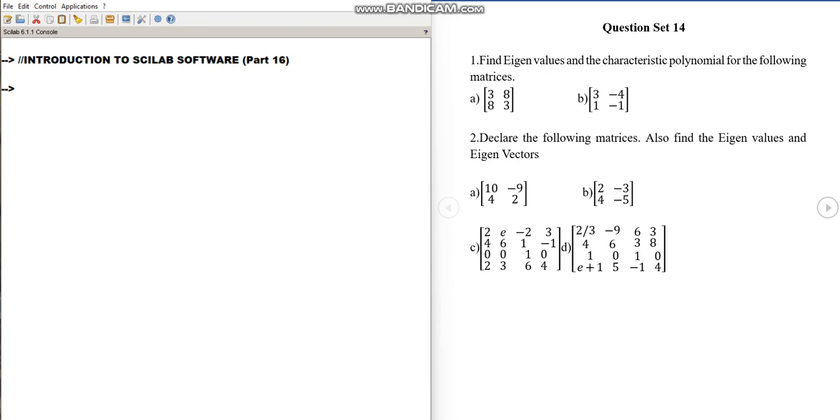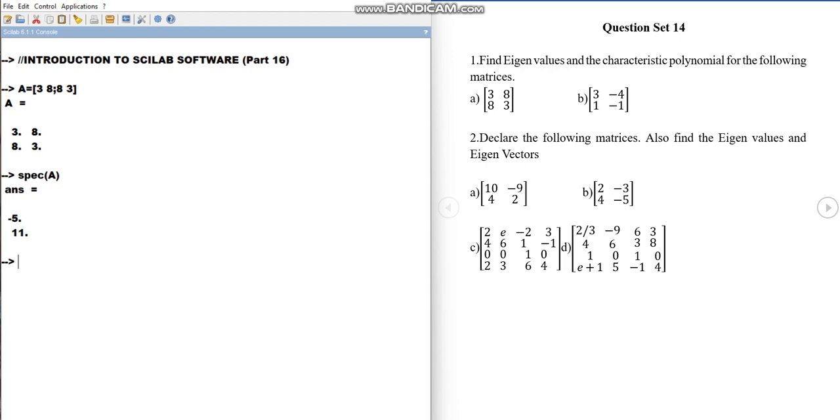So the first matrix is, let us take the first matrix as A, which is equal to [3, 8; 8, 3]. So this is the matrix. The command for finding the eigenvalue is spec(A). So we have the two eigenvalues -5 and 11 respectively.